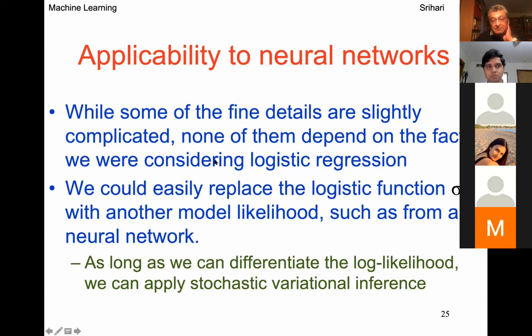This is applicable to neural networks. While some of the fine details are slightly complicated, none of them depend on the fact we were considering only logistic regression. We could usually replace the logistic function with another model likelihood, such as from a neural network. As long as we can differentiate the log likelihood, we can apply stochastic variational inference.